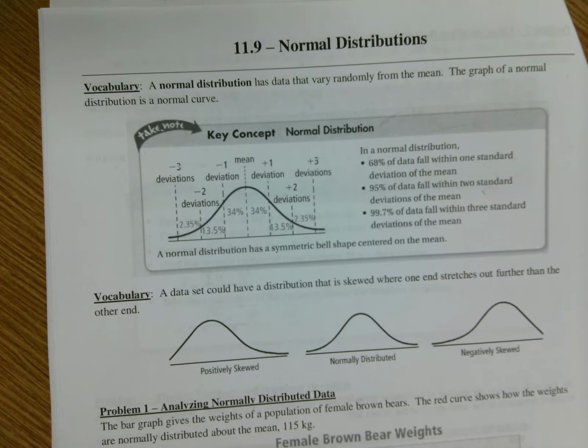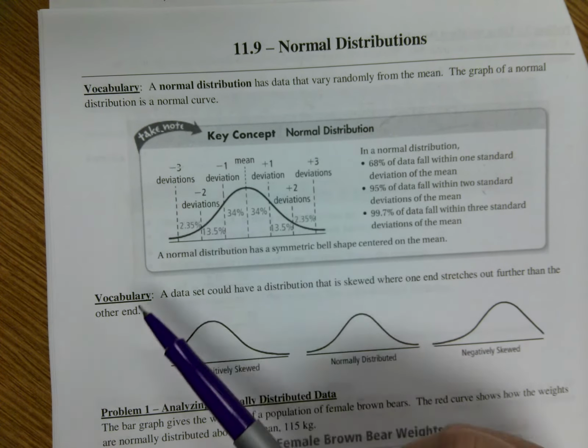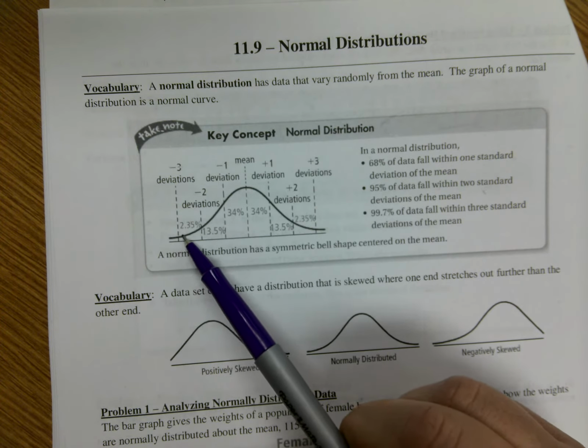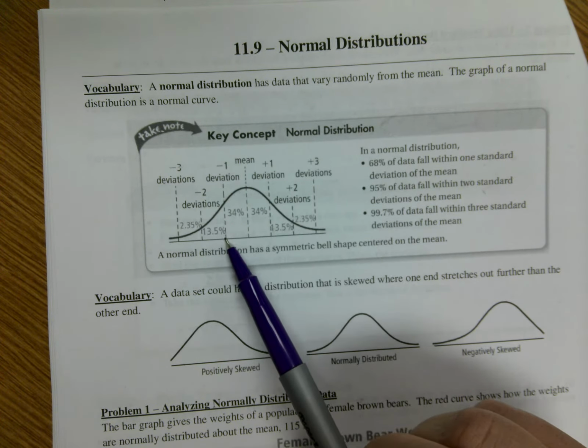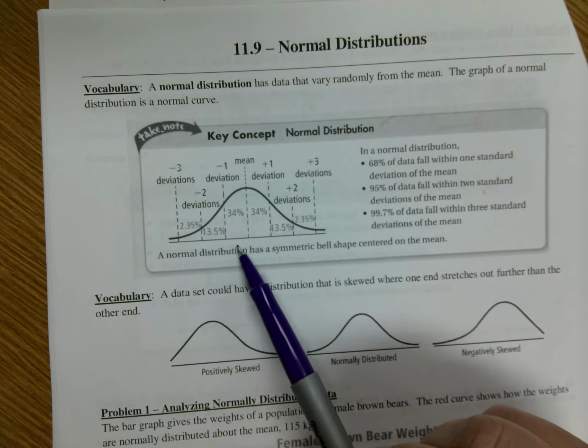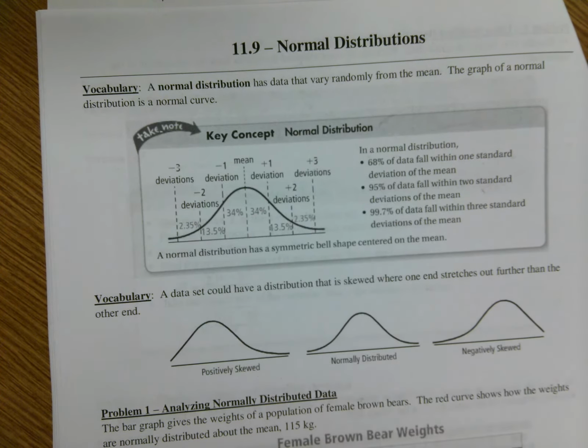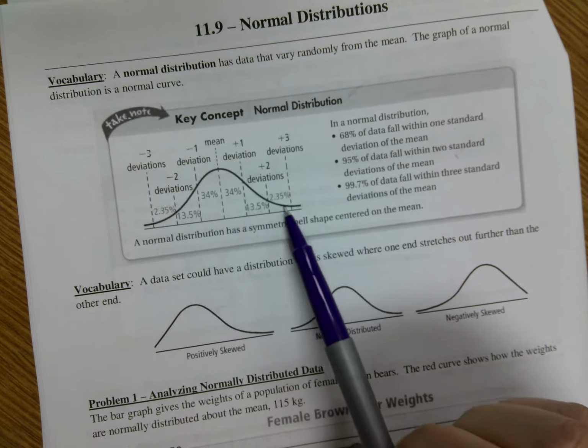Normal distribution. Okay, here we go. When we have a normal distribution, there's usually going to be certain percentages in between each standard deviation. So remember, this is one standard deviation. This would be two standard deviations. Now, there's different types. This is a normal, and we're going to focus on normal.